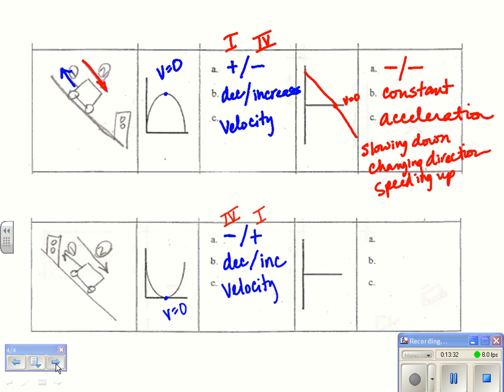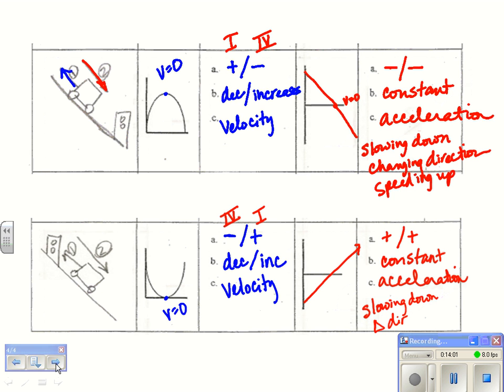So if that's the case, I have to draw my line like this because it is a positive slope and a positive slope. I have a constant acceleration rate still, and this is acceleration. But I have a positive acceleration in a negative quadrant, so that means it's slowing down again, changing directions. The triangle means change direction, and then speeding up.